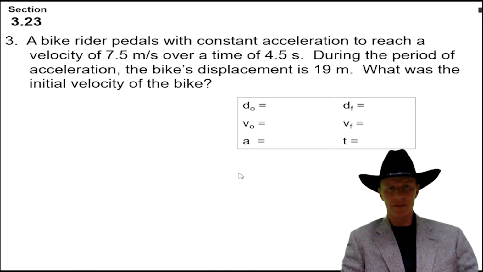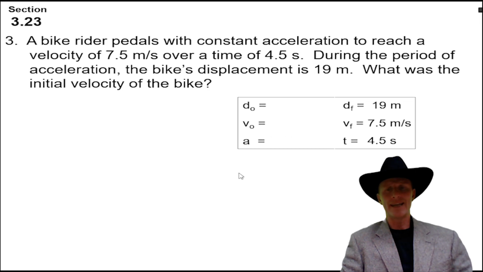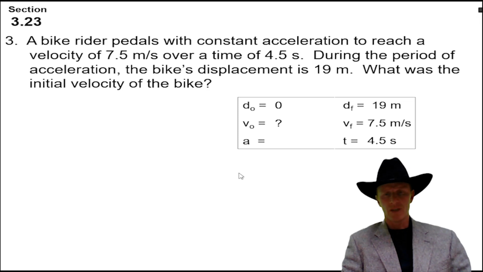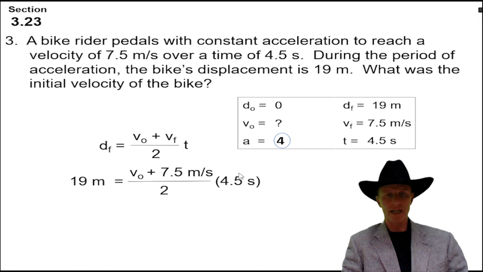So let's see what we can fill in. A bike rider pedals with a constant acceleration to reach a velocity of VF. So VF is 7.5 over 4.5 seconds. During a period of acceleration, the bike went 19, put 0 in there for DO, and it says what is the initial velocity? So we're just using equation 4, which gives us the average of those two velocities. Nope, we got to solve for the VO. So throw in your data items.